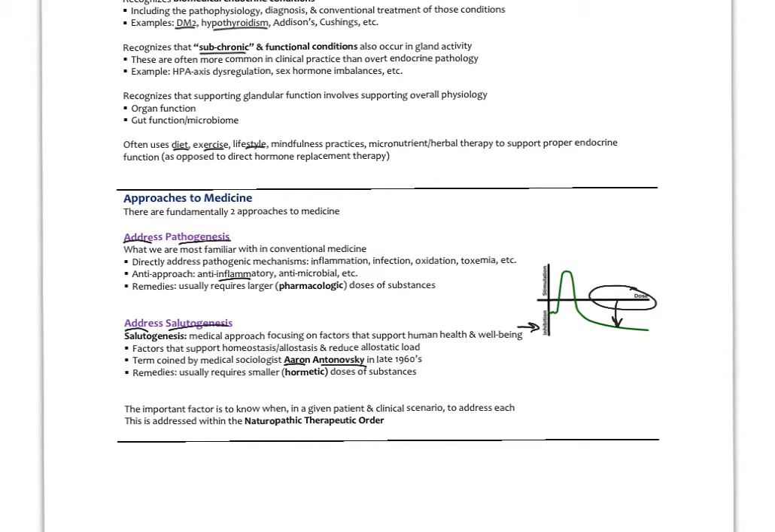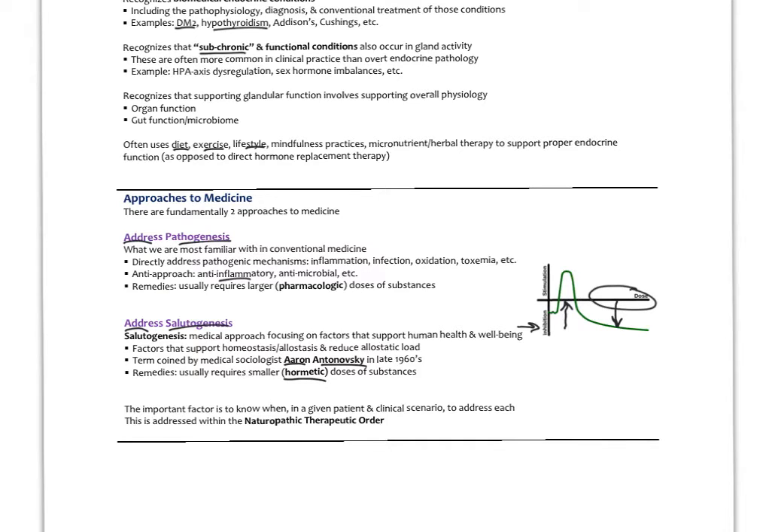And he really put it out there as, we need to think more in medicine about not just suppressing the disease process, but also at prevention, but also looking at restoring the balance of your inner terrain, essentially. So this is going right back to the humoral concepts. Usually remedies that support salutogenesis require smaller, what I'm going to call here, hormetic doses. So we're going to be looking at this dosage range.